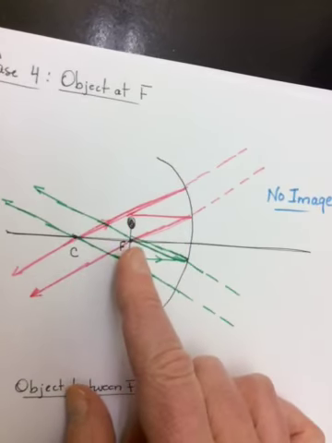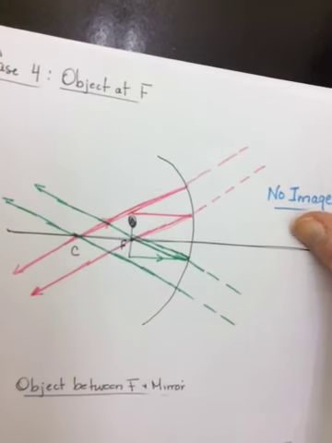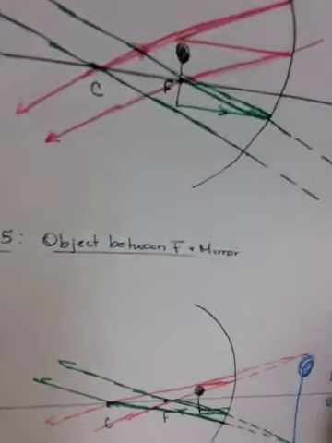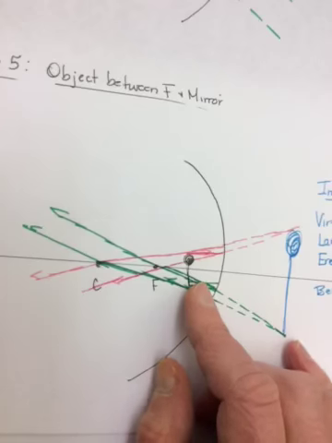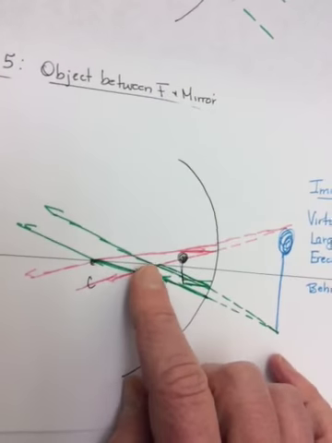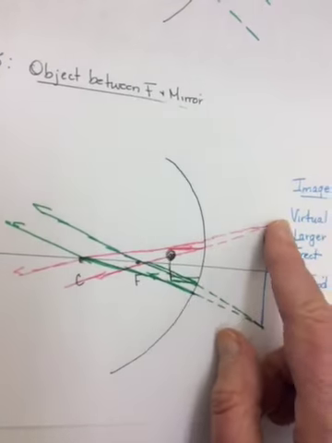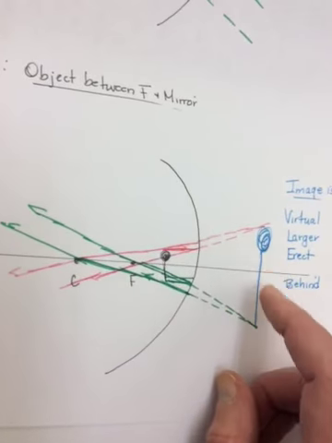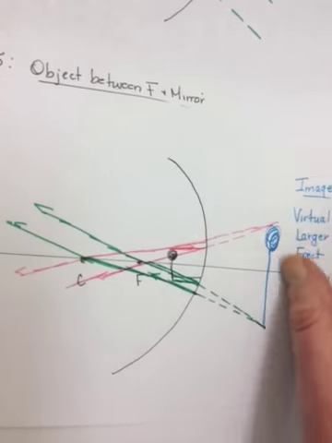So now I move the object in further again, and now that it's between F and the mirror, F is the turning point. Now the image becomes virtual and erect, and it's behind the mirror.